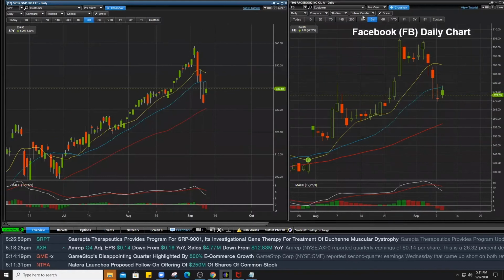But here, when we're using hollow candles to the right, like you see on Facebook, the hollow candle tells us that it opened lower and closed higher. That's why it's hollow. Now, if it's filled in, that means it opened higher and closed lower, but it's still green because it's above the previous day's close. So that dark filled-in green candle is usually something bearish.